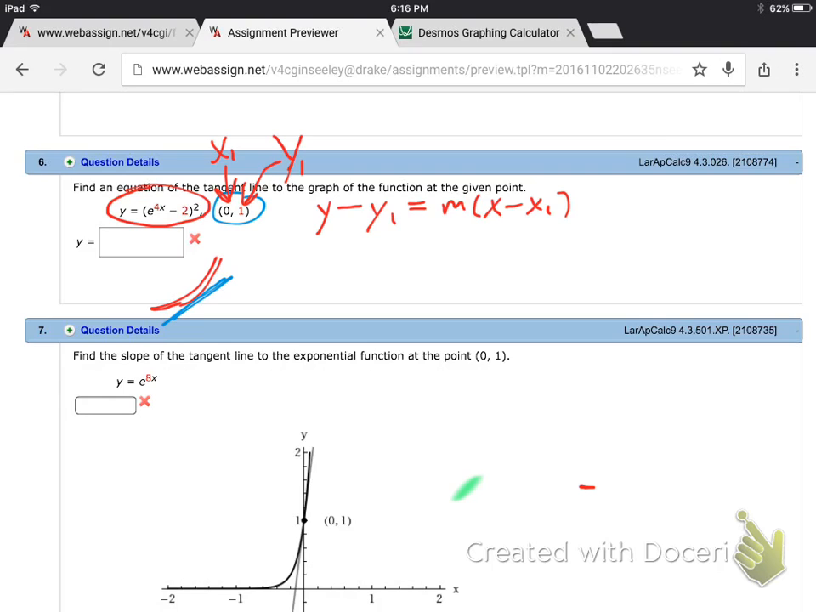Now, I believe we have to solve for y, because that's what this is asking of us. So we need to find out what y equals. We'll do that, so no big deal. It's pretty flexible. One of the great things about WebAssign is it does give us some flexibility.